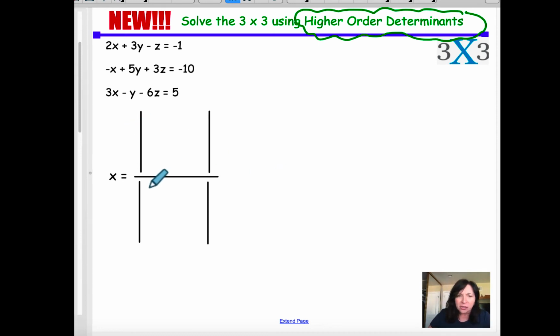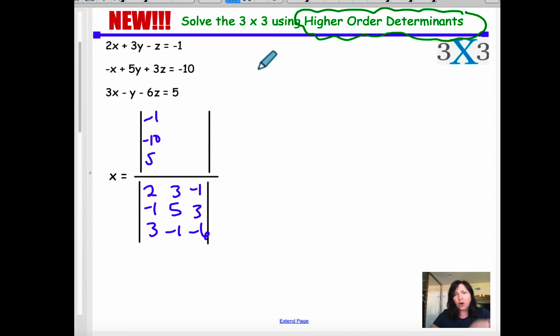So let's do this. So we're going to go 2, negative 1, 3, 3, 5, negative 1, negative 1, 3, negative 6. Again, if I'm solving for x, these go in the x value. So negative 1, negative 10, and 5. And then the two columns come up. And so that's going to be 3, 5, negative 1. And it's going to be negative 1, 3, and negative 6.